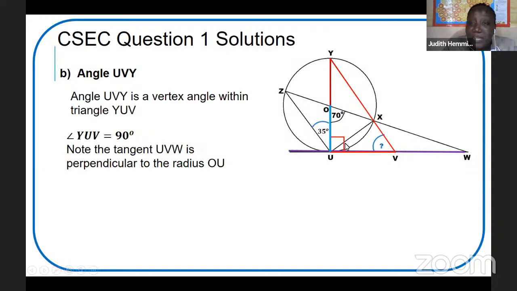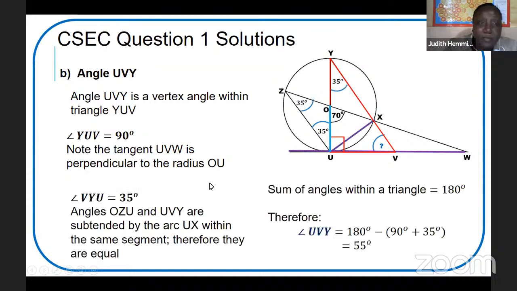So you know that immediately you have a right angle triangle here. You know that the sum of the vertex angles in a right angle triangle is 180. So you would have used that knowledge. You know that these angles are subtended by the same arc UX. So if this angle Z is 35, this angle Y is also 35. So you could also use that knowledge. All right. So indeed, the angle is 55 degrees that we're looking for.